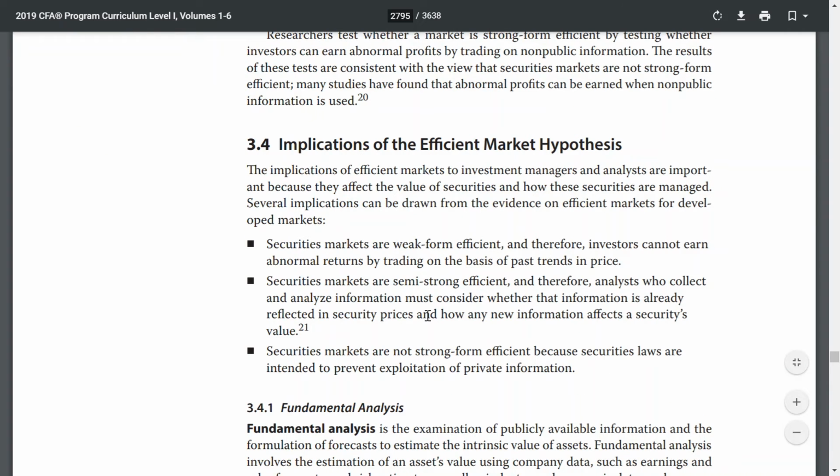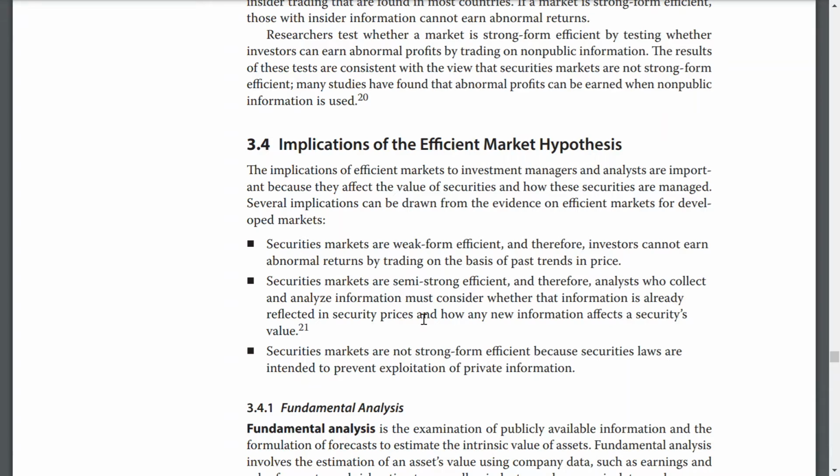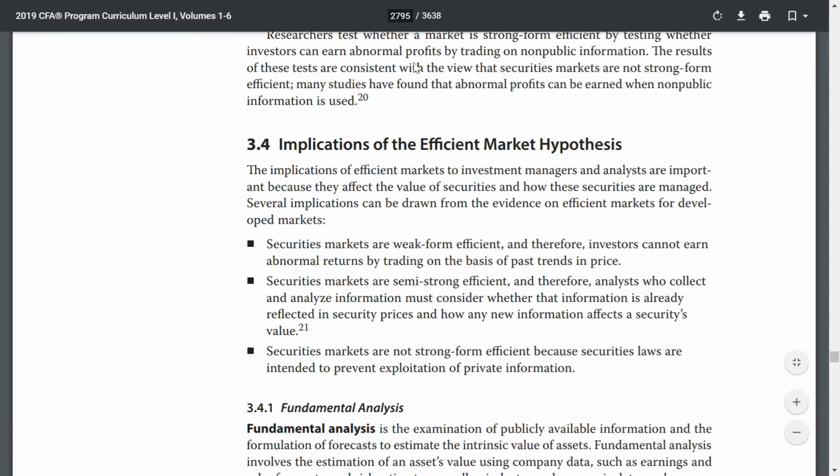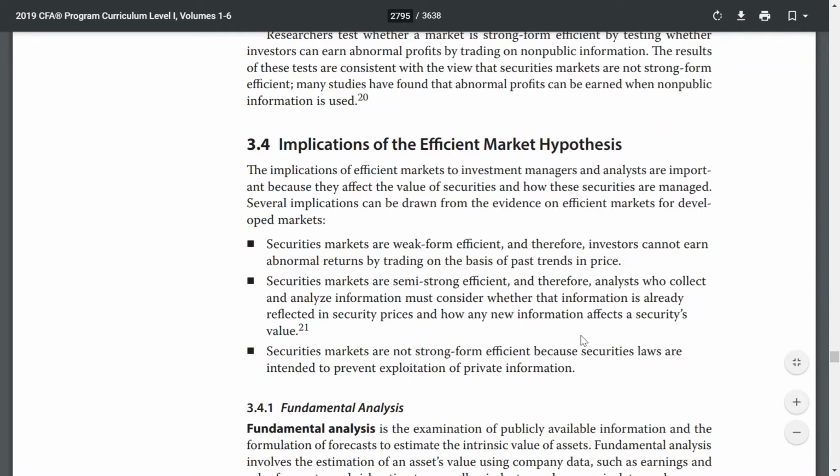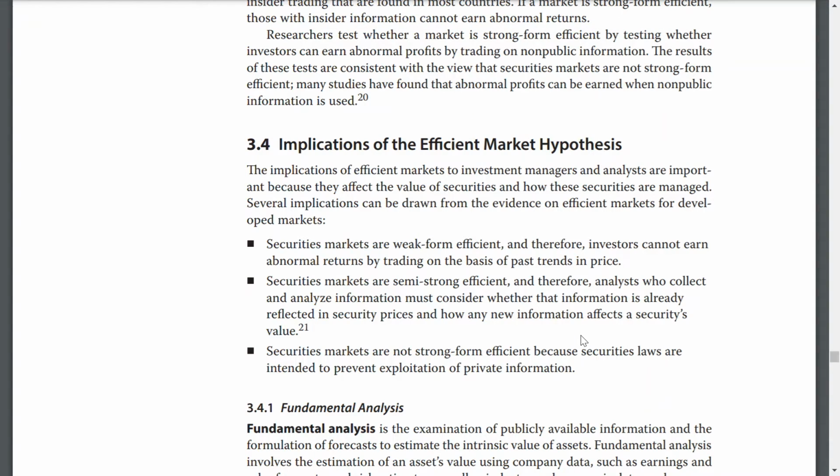Implications of the efficient market hypothesis. The implications of efficient markets for investment managers and analysts are important because they affect the value of securities and how these securities are managed. Several implications can be drawn from the evidence on efficient markets in developed markets. Security markets are weak-form efficient, and therefore investors cannot earn abnormal returns by trading on the basis of past trends in prices. Security markets are semi-strong-form efficient, therefore analysts who collect and analyze information must consider whether information is already reflected in security prices and how any new information affects the security's value. Security markets are not strong-form efficient because security laws are intended to prevent exploitation of private information.